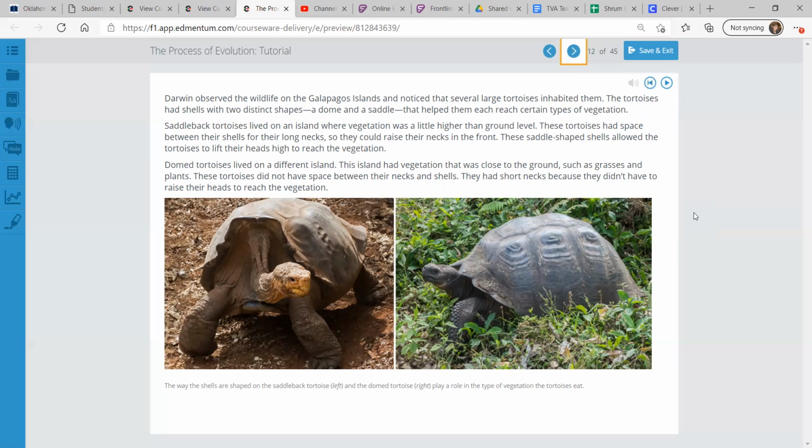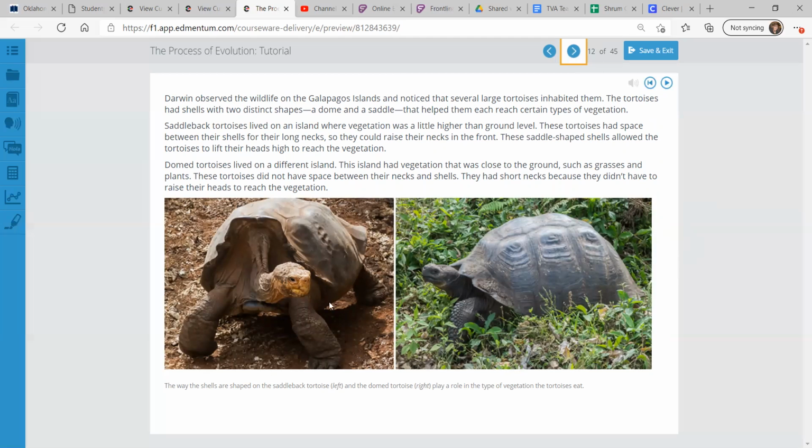Domed tortoises lived on a different island. This island had vegetation that was close to the ground, such as grasses and plants. They didn't have space between their necks and shells. They had short necks because they didn't have to raise their heads to reach the vegetation.